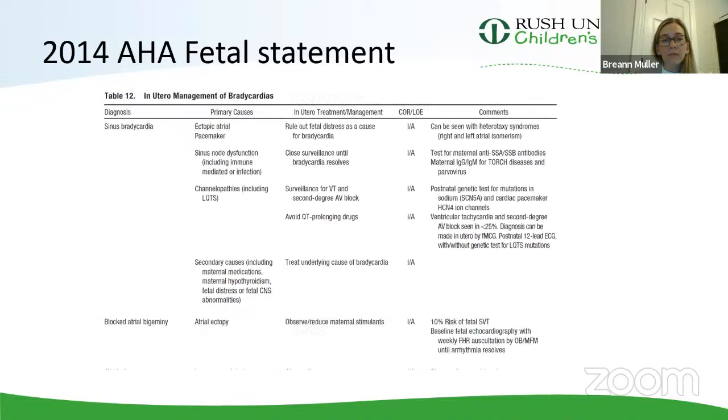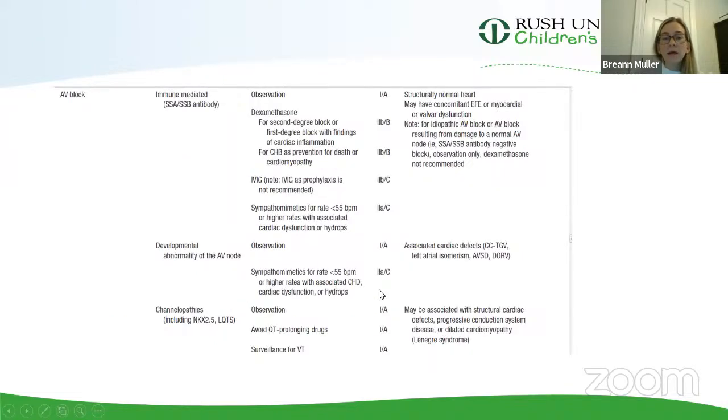And here I just wanted to show the AHA fetal statement from 2014. I use this a lot as a reference and I find it very helpful. On the left you'll see sinus bradycardia causes, types of treatment, and then the level of recommendation and the level of evidence that we have in treating these patients. We have a good amount of evidence for what to do for sinus bradycardia, but when we start to talk about AV block, the recommendations become a little bit more blurred and less clear, and it starts to become a case-by-case basis as to how to treat these patients.